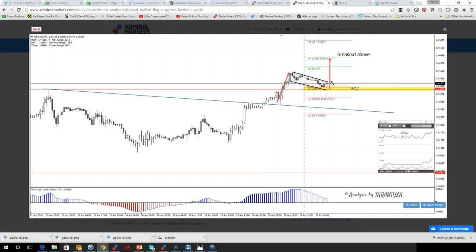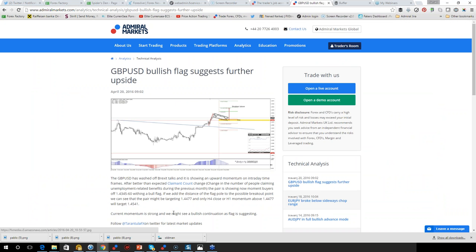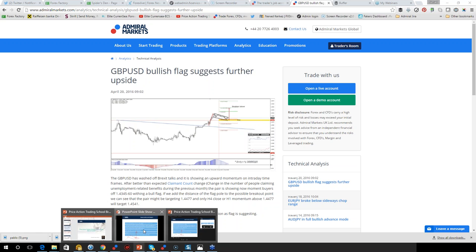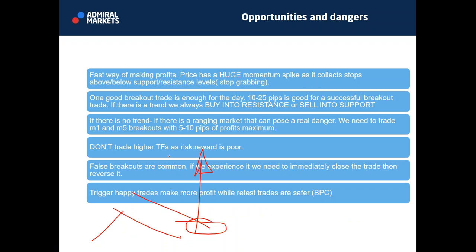And here we had a breakout point. So actually, both breakout and POC points were close. And trend was to the upside. So what you could do is enter a long trade. So that is how you just need to use your own logic.